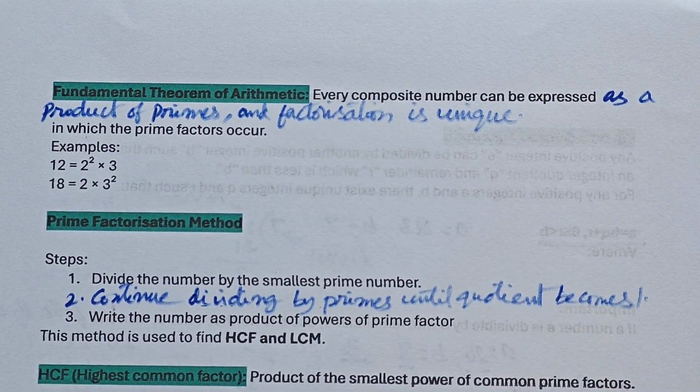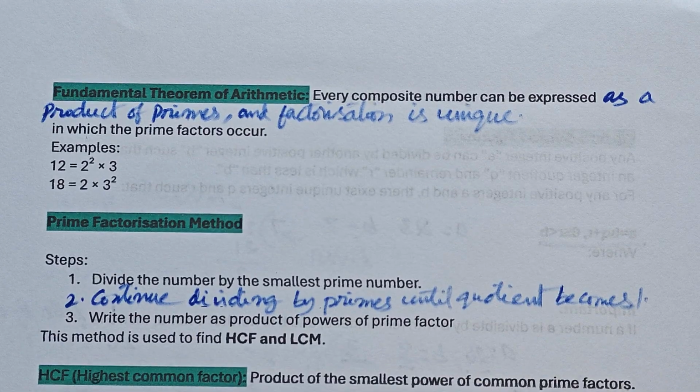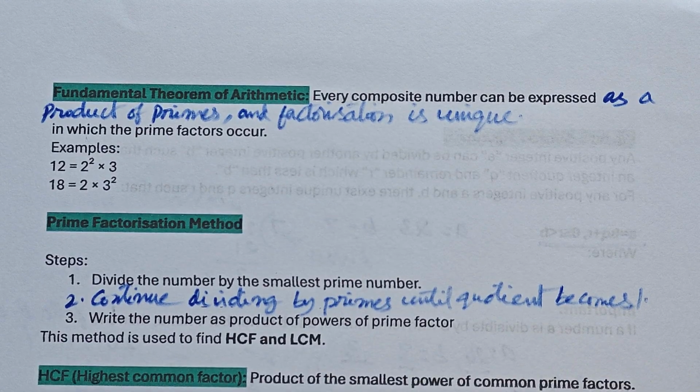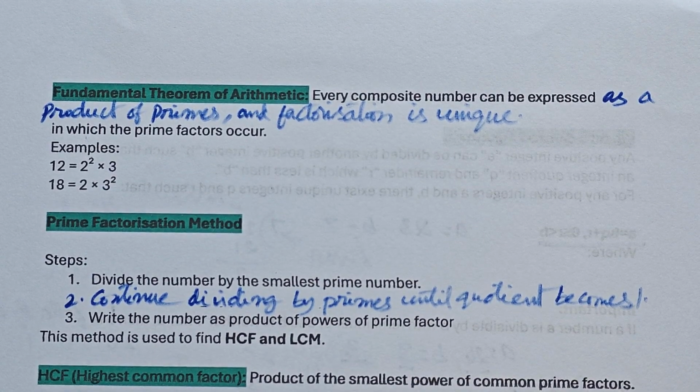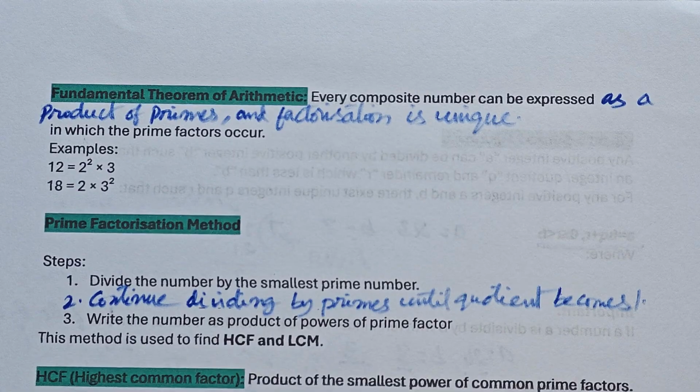In yesterday's class, we saw part 1 of the real number system, where we learned Euclid's division algorithm, what the prime numbers are, and what the composite numbers are. In today's class, we are going to learn the fundamental theorem of arithmetic and go a little bit more in depth into the prime factorization method. Later on, we will learn the highest common factor method, how to find the HCF and least common multiple in this session. First, let us understand what the fundamental theorem of arithmetic says.